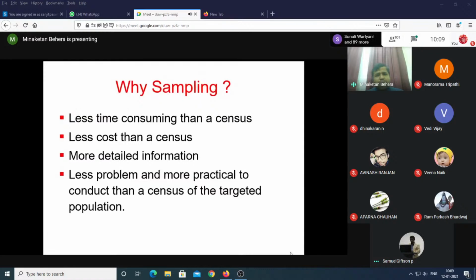No need of explaining why sampling is required, everyone knows that. There are two methods. One is the census method. Census method means you are collecting information from each and every individual of your population. If you are not collecting information from every individual, that is called a sample, that is your sampling method, a part of that population.